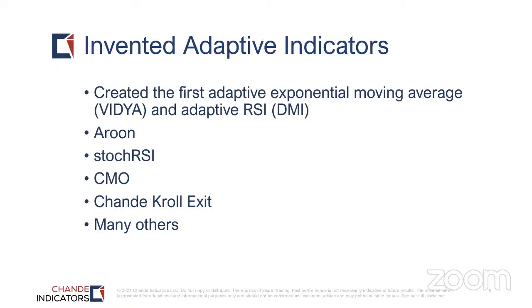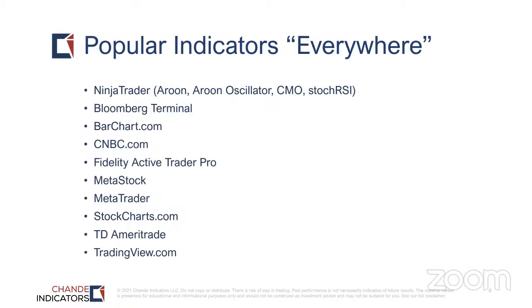Let me take a few slides again. I was the first to create adaptive indicators. I've developed many original indicators that are very popular, such as Aroon, Stochastic RSI, and CMO. I've written several books that have been translated into other languages. So I've done cutting edge research. My indicators are included in many major commercial products. So I hope this introduction convinces you that I know a little bit something about trading.